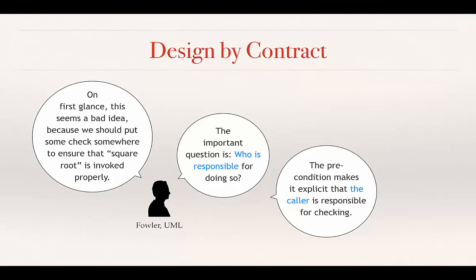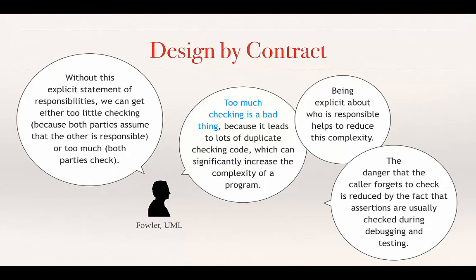On first glance, this seems like a bad idea because we should put some check somewhere to ensure that square root is invoked properly. The important question is, who is responsible for doing so? The precondition makes it explicit that the caller is responsible for checking. Without this explicit statement of responsibilities, we can get either too little checking, because both parties assume that the other is responsible, or too much, both parties check.